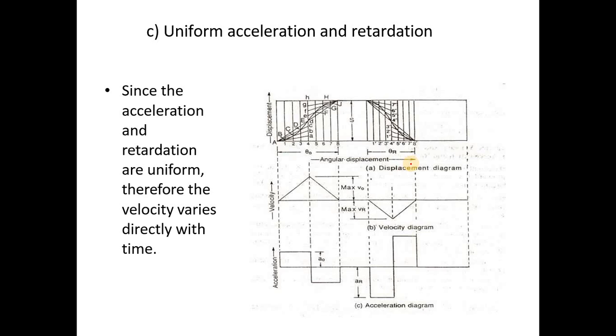What is the way to draw the uniform acceleration and retardation diagram? Look at this example. First of all, draw one horizontal line having a length equal to pi into d, that is the one complete revolution of the cam. Second, draw another vertical line which is equal to the stroke length of the follower.